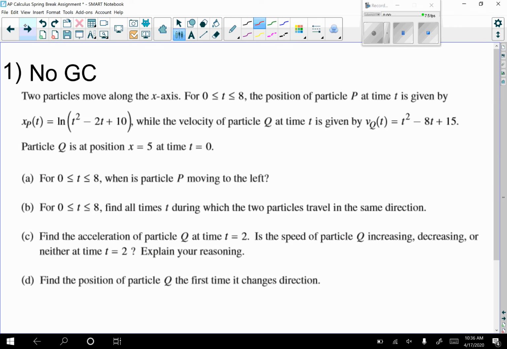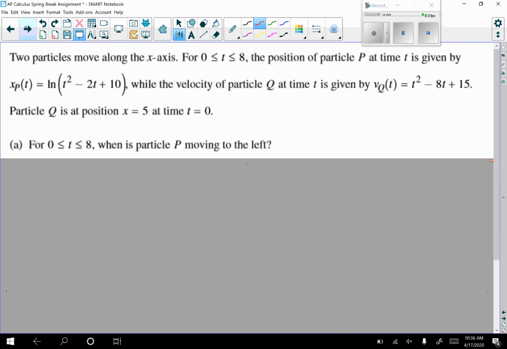Problem number 1 gives us information about 2 particles moving along the x-axis. We're given the position function of particle P and then the velocity function of particle Q. So just note the notation here used for each function. It's just V sub Q indicating it's for particle Q and then X sub P. We're also given the initial condition here. Particle Q is at a position of X equals 5 at time T equals 0. So let's go through and look at each part.